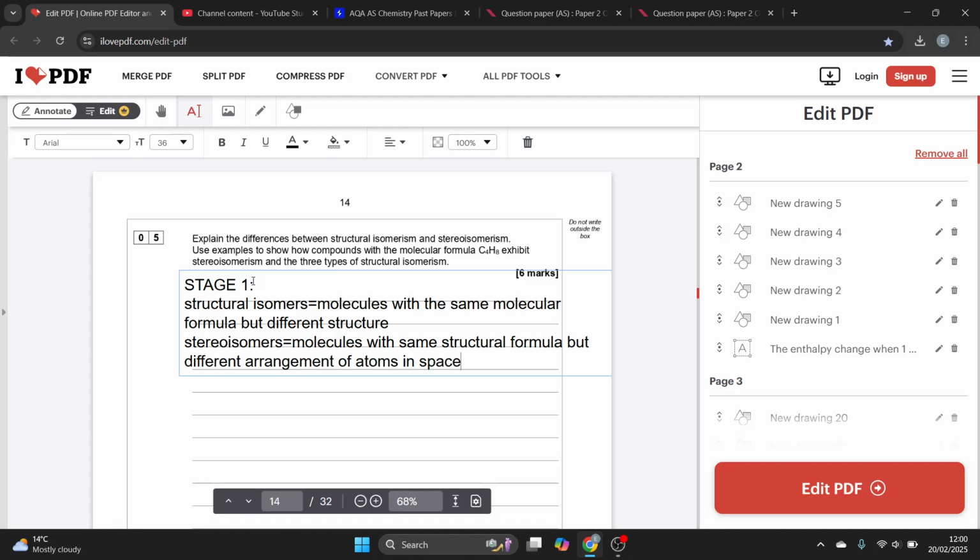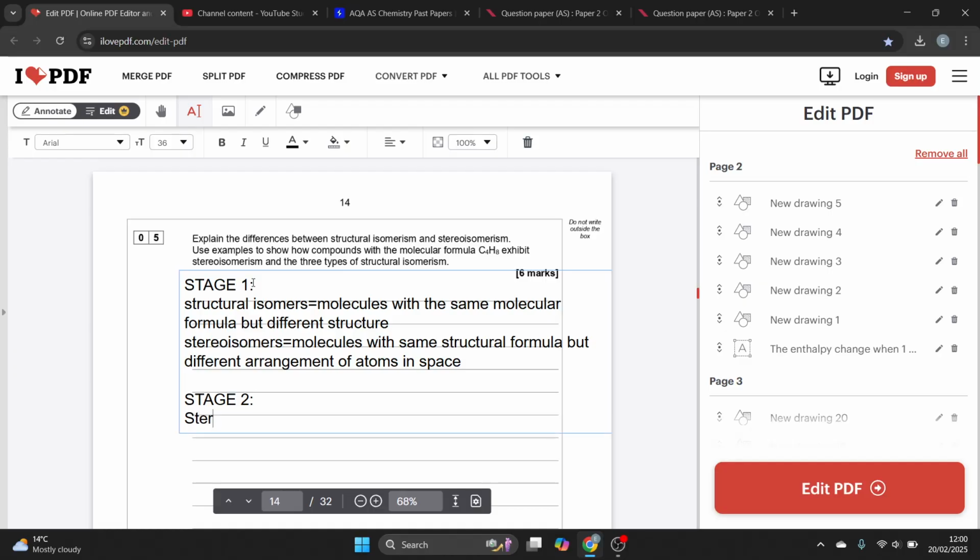Unfortunately, if you don't memorize these definitions, you wouldn't get into the first stage. You wouldn't get those first couple of marks. If you did memorize them, they're easy marks: you just need to copy and paste from your memory. So that's the differences between them, you just went through the definitions. Then it says use examples, show this, and it can exhibit stereoisomerism.